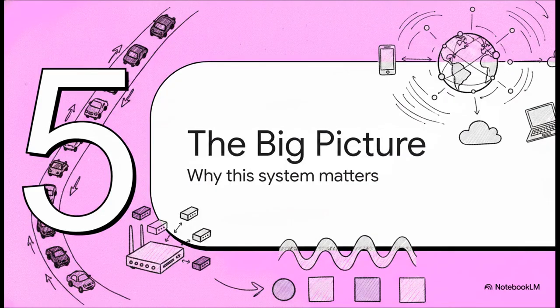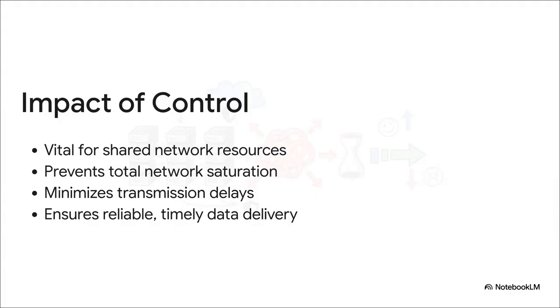And that brings us to Section 5, the big picture, why this invisible system matters. We've looked at the traffic jams, the goals, the physical tools of the routers, and the smart protocols baked into the data itself. Let's zoom out for a second and look at the overall impact this has on our daily digital lives. Remember, congestion control is absolutely vital because our network resources are shared.